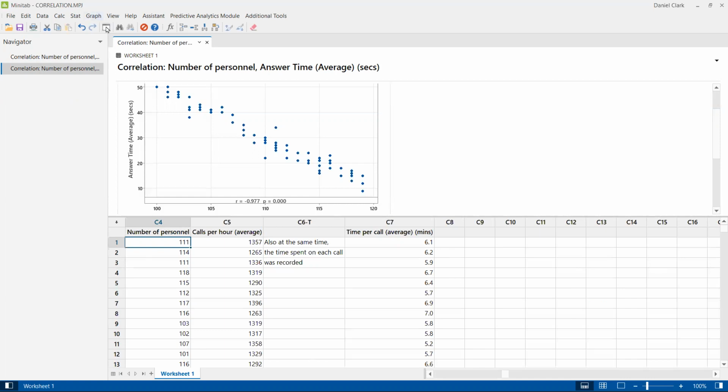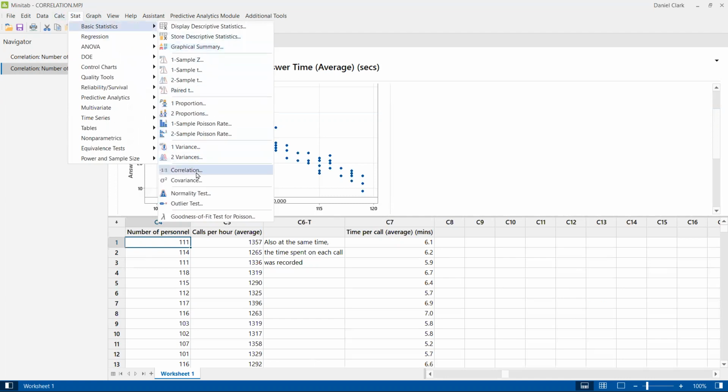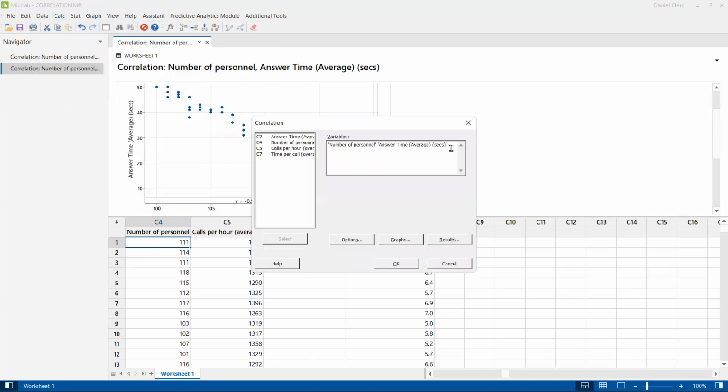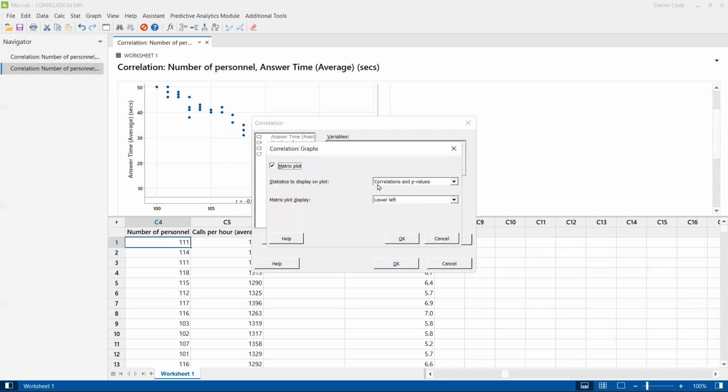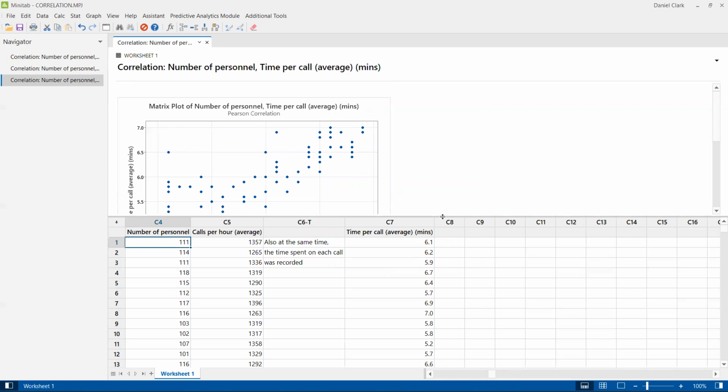So I do that correlation test again. Stat, basic statistics, correlation. Again, X is the number of personnel, and the result of that is the time per call. With correlation, it just works better in the output if you put the X first and then the Y. Again, I'm going to show the correlations and the p-values. Okay, again, another scatter plot.